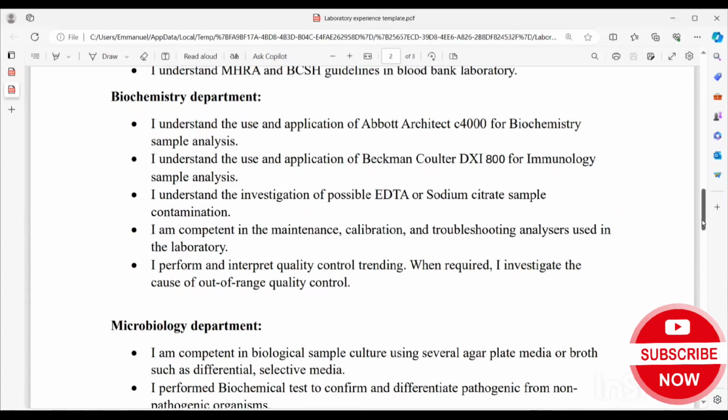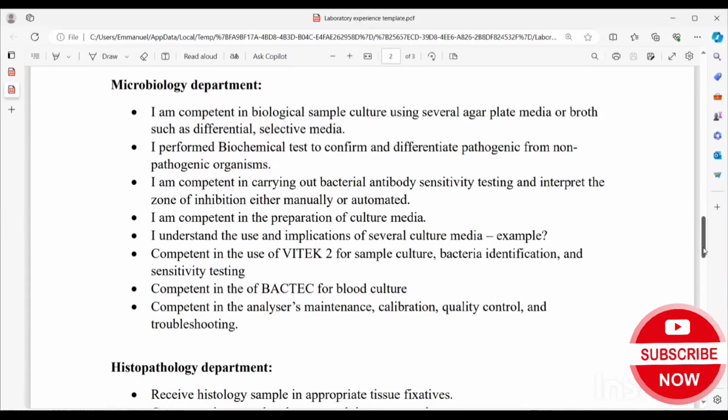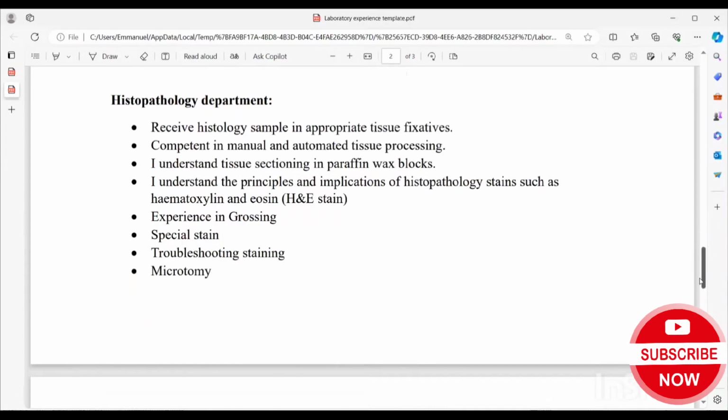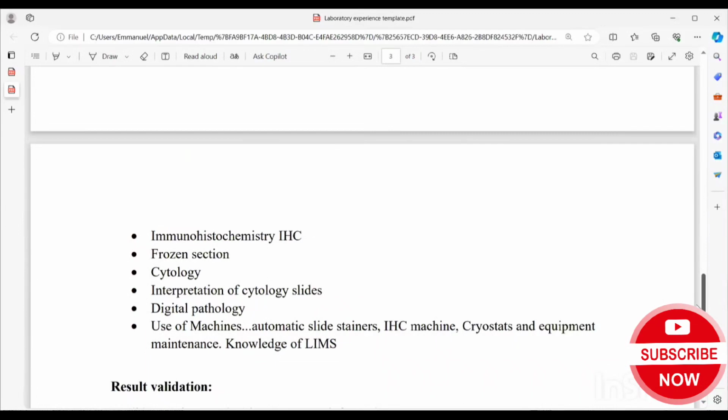Now the same thing is applicable with microbiology. Mention a few things: the analyzer you've used and the things you've done. With each of the experiences there is an analyzer. That means you need to know how to do the maintenance, the calibration, interpret the quality control, and troubleshoot them, okay. Then of course there is the histo part as well, mentioning your experiences in tissue processing, staining, H&E staining. You can even mention special staining, troubleshooting, microtomy, okay. Just mention all of these things. They are very, very important.